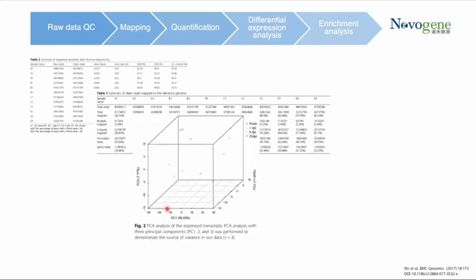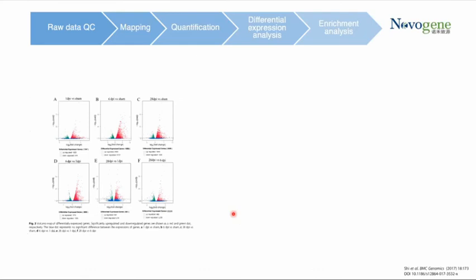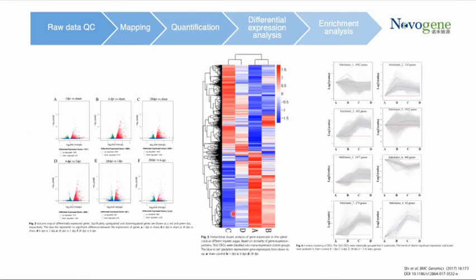After quantification, they ran the PCA plot to see how their samples cluster together with each other. And they ran the Volcano plot to present the RNA-seq analysis, and also Heatmap and some other cluster analysis to see how their differentially expressed genes cluster together with each other.